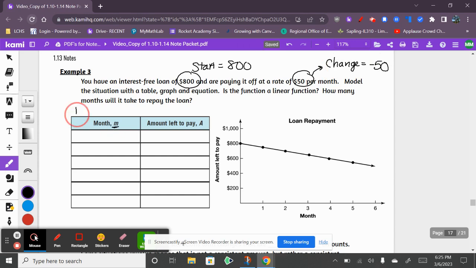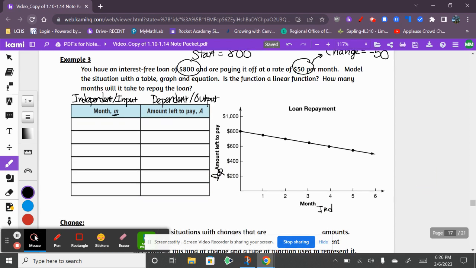All of these are going to be our independent variables. Our independent variable is going to be the months, and we can also consider this to be our input. And then we have our dependent variable, or our output, which will be considered A. And you can see that the independent variable is here and the dependent variable is here on our graph.